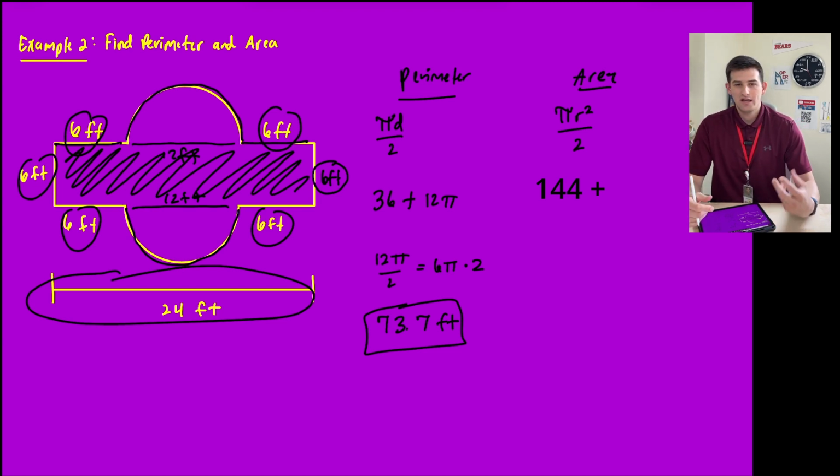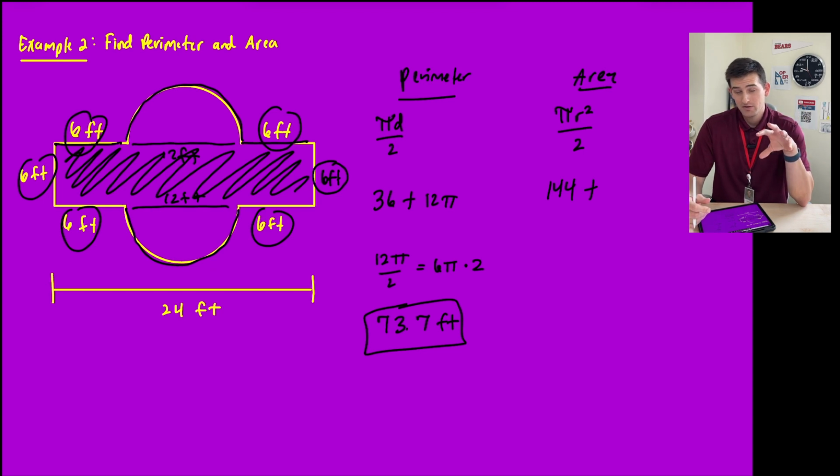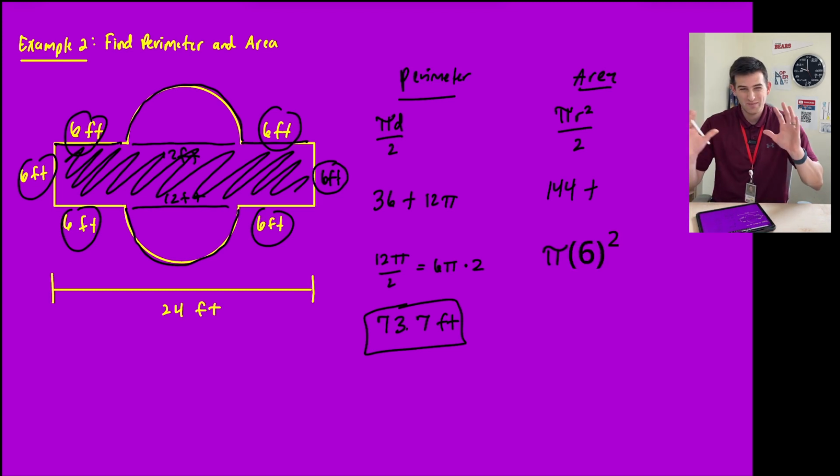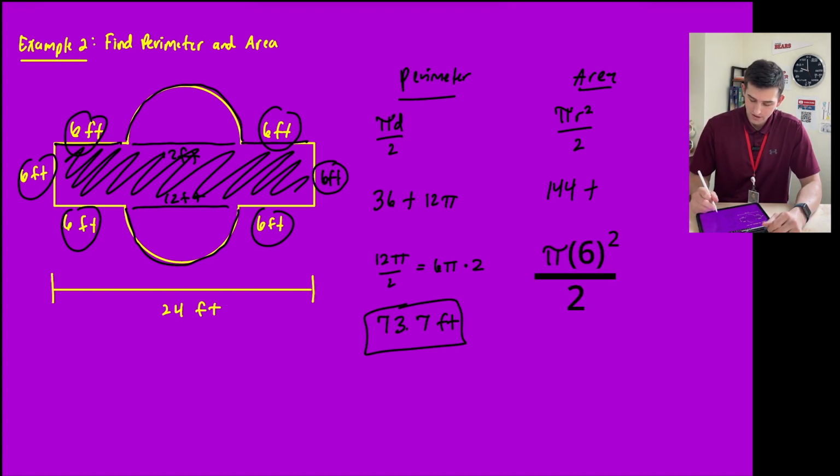Well, once again, we know that the measurements of those 2 semicircles are going to be the same. So basically, it's like finding the area of a circle, right? Okay, so pi, and then our radius. So if our diameter was 12, we know the radius would be 6. So this would be 6 squared, and then divide by 2 to find one of our semicircles. So this is 36 pi over 2, which would be equal to 18 pi.